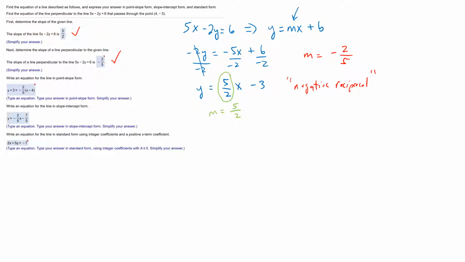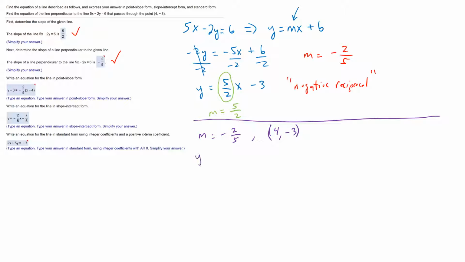Okay, so we now have all of the information we need to write the equation of the new line. And lines have three forms, and they want us to write the line in all three forms: point slope form, slope intercept, and standard form. So our slope is -2/5, and the point they gave me that's on the line is (4, -3).